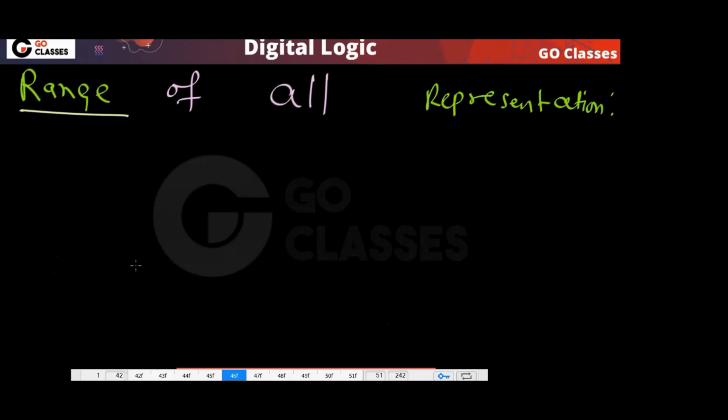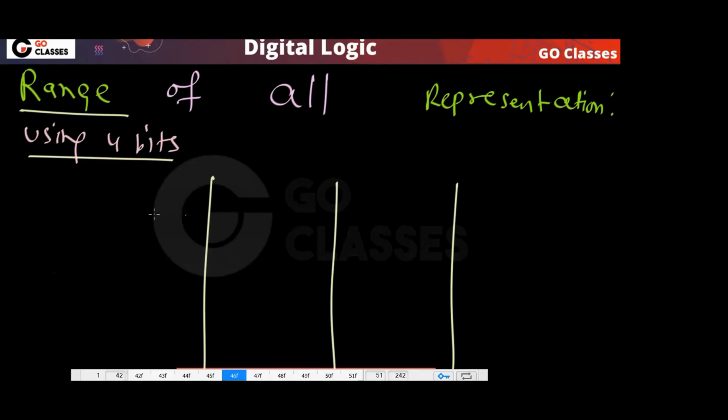Okay, so I am going to tell you all using n bits, maybe using 4 bits. Let's do it first using 4 bits, then we will do it for n bits. So using 4 bits, these are the representations we have. We have unsigned representation.